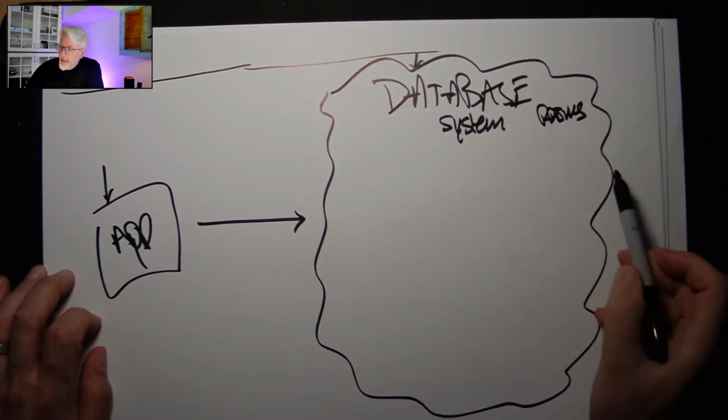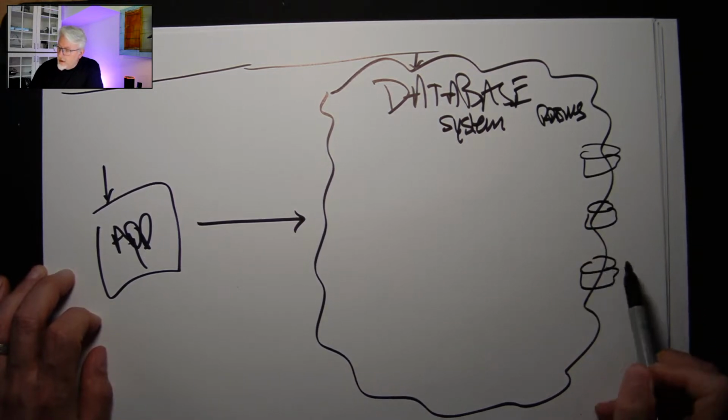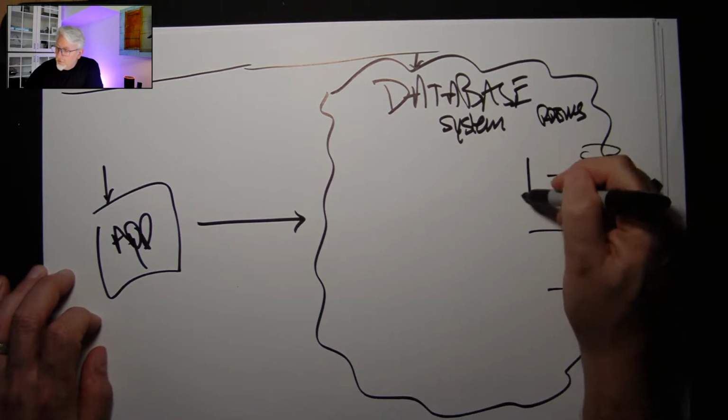RDBMS. And you could have multiple file data stores out the back. So you've got multiple disks and databases running in parallel. Maybe there's a whole system.